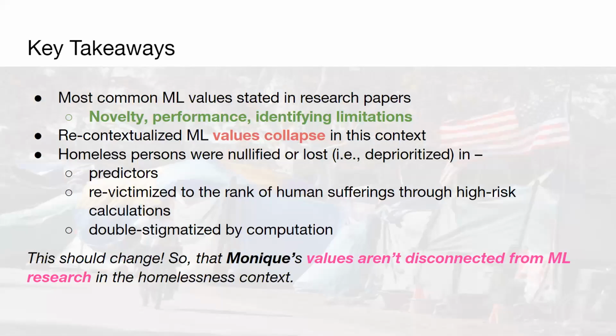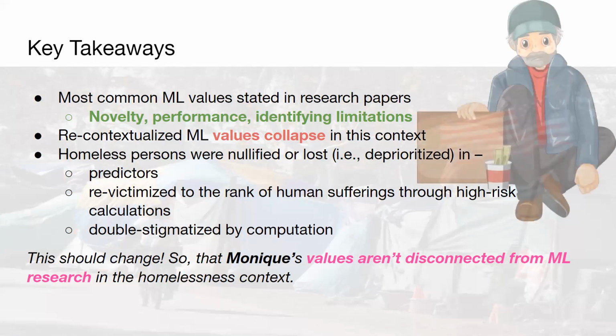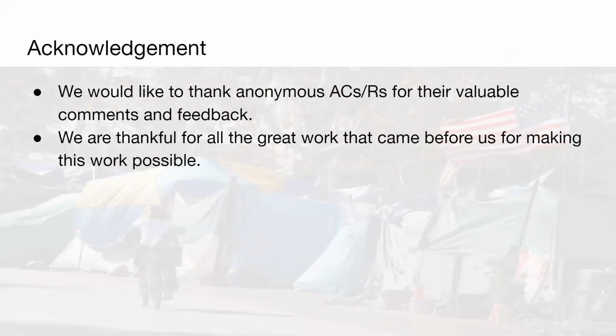Lastly, there are several key takeaways of our findings. Most importantly, in this work, we complicate ML research for homelessness by showing how humans were nullified or lost in predictors. They were re-victimized to the rank of human sufferings through high-risk calculation and double stigmatized by computation. We believe this should change so that Monique's values are not disconnected from ML research in the homelessness context.